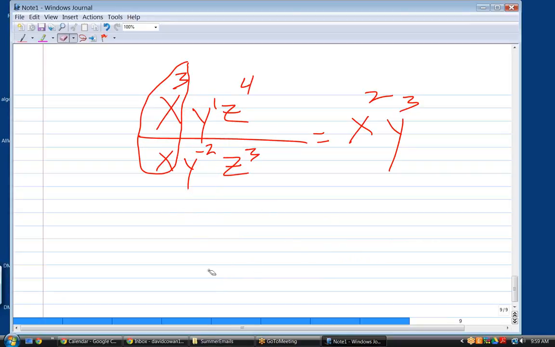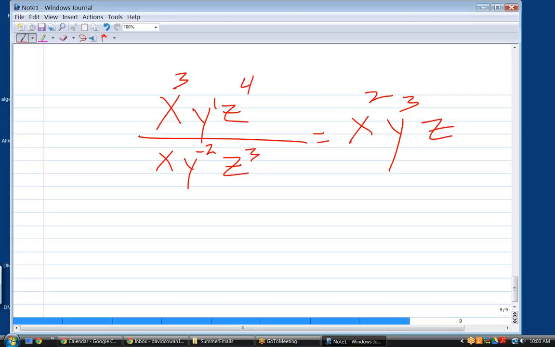And finally, the z's. So what's the z term? The 7. We're dividing. So what are we going to do with the exponents? Subtract them. So what do we get? 1. Z to the 1, or just z. Yeah. So that's how you do that problem.